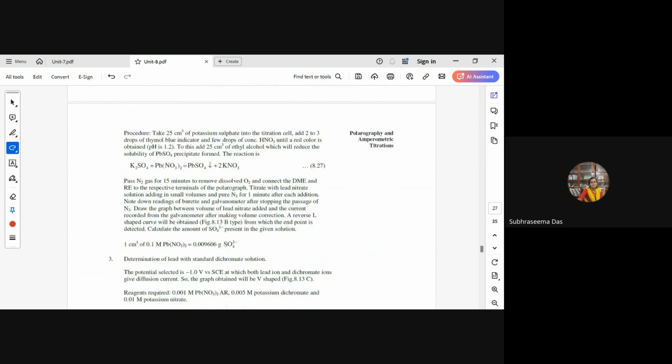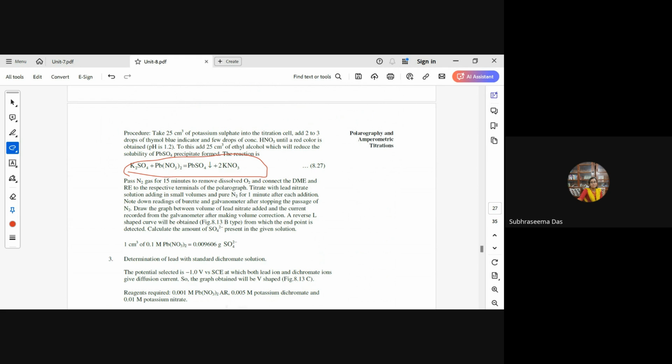For this procedure, 25 ml of potassium sulfate is added into the titration cell, along with 2 to 3 drops of thymol blue indicator and a few drops of concentrated HNO3, until a red color is obtained, that is, a pH of 1.2. To this, 25 ml of ethanol is added, and Pb2+ is reduced and forms PbSO4 as the precipitate. The reaction is given in equation 8.27.